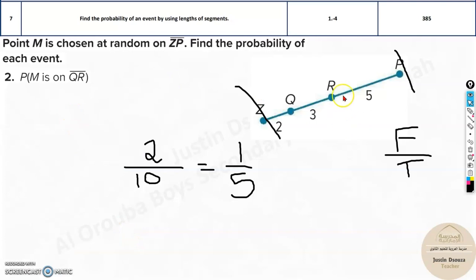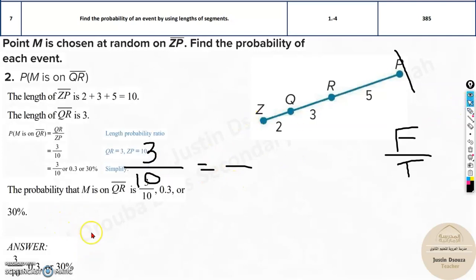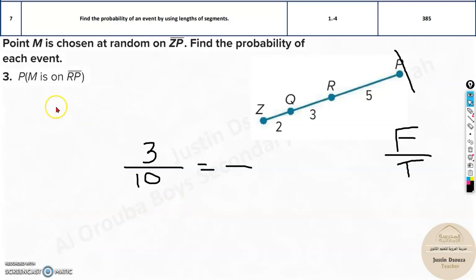Similarly, you can change this for QR. Only thing is, it's QR. What's the distance? 3. And it will be 3 by 10. That's 0.3. That's 30%. 3 by 10 or 30% would be the answer. So that's it. Similarly, you can try for RP. Only thing is it'll be 50%. Why? Because it's 5. RP is 5 divided by the total. So it's 1 by 2 over here.